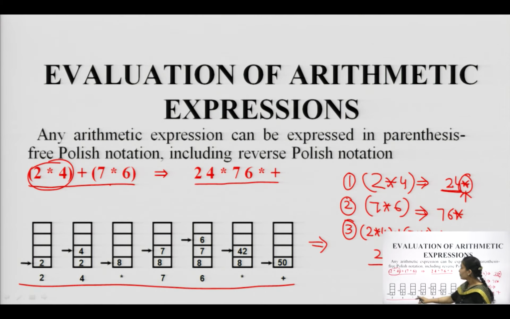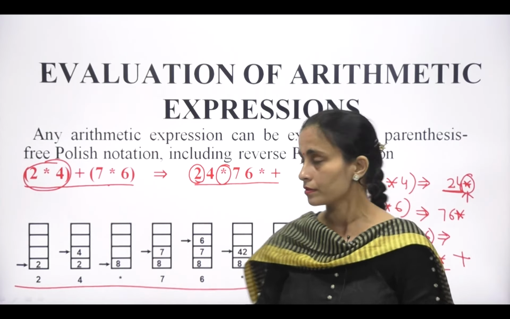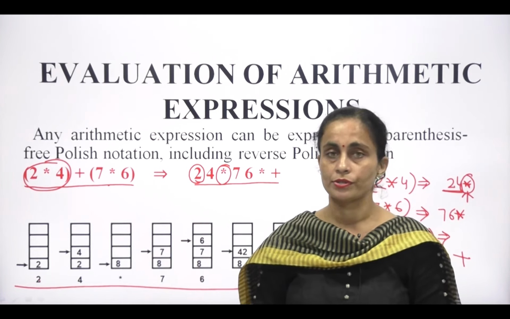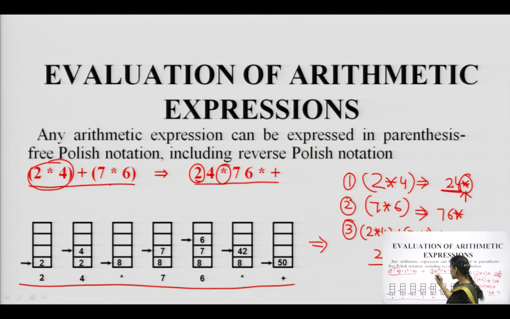Now, take the stack. If there comes any operand, we will be performing the push operation. Fine. And if there comes any operator, we will be popping the first two elements and performing the requested operation between those operands. So, the first element is 2 here, that is pushed. Then in the RPN, the second element is 4 here, that is again pushed.